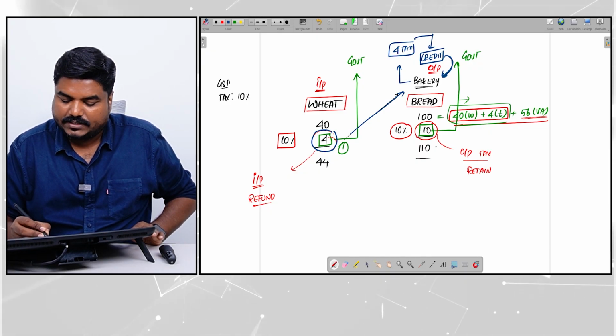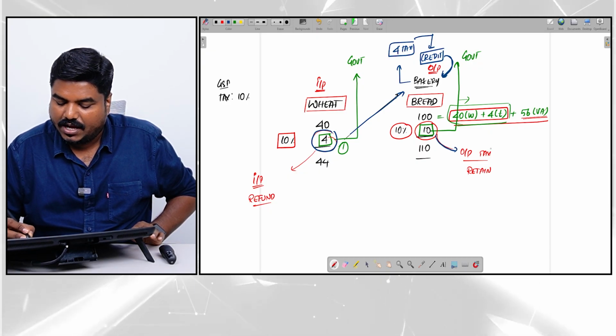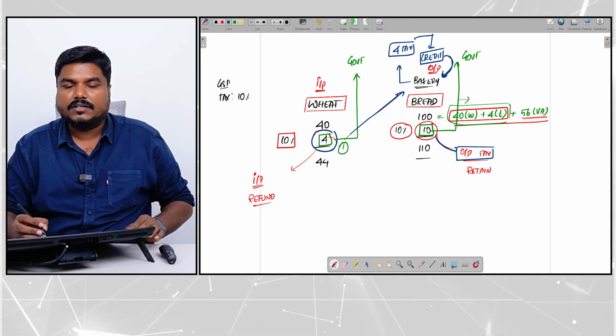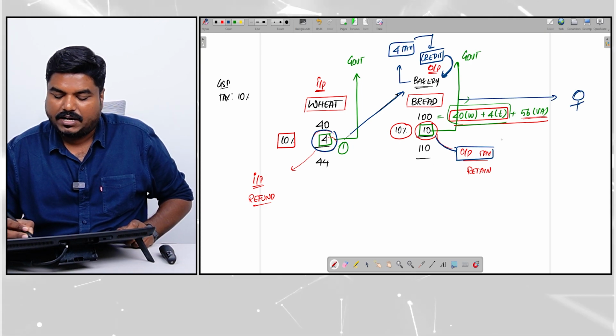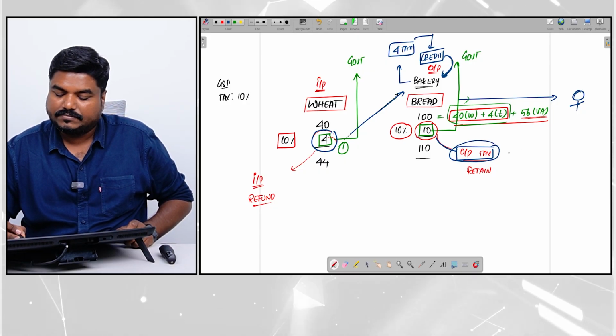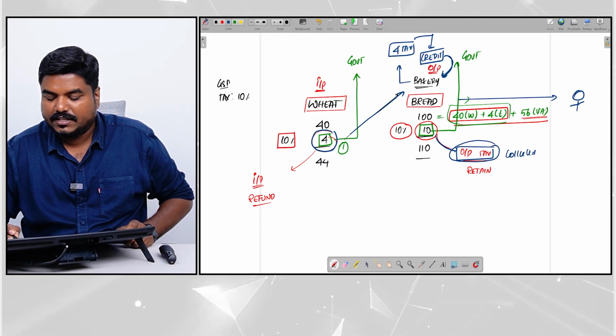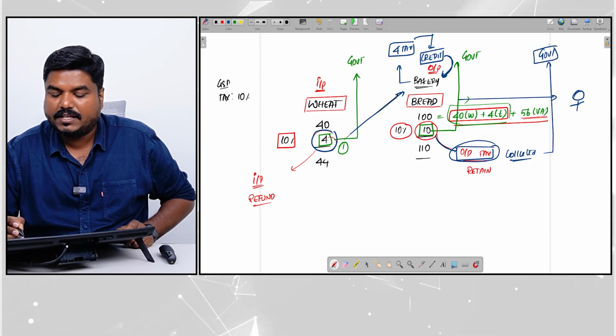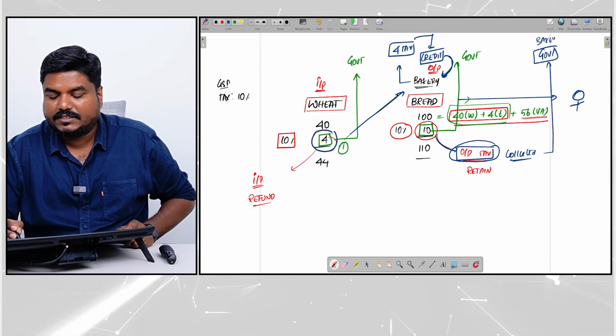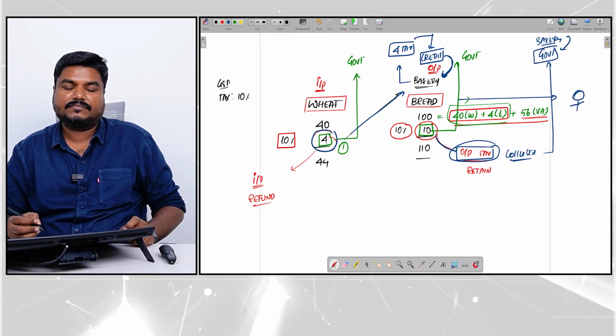Output tax how much? 10 rupees. Output tax is 10 rupees. So output tax is paid by the individual, the customer. The customer pays, but however this output tax is collected, it is paid to the government by the bakery. So bakery collects and it will give it to the government.